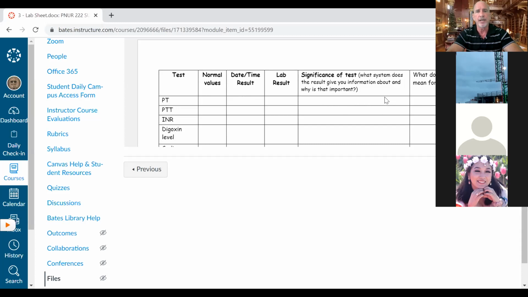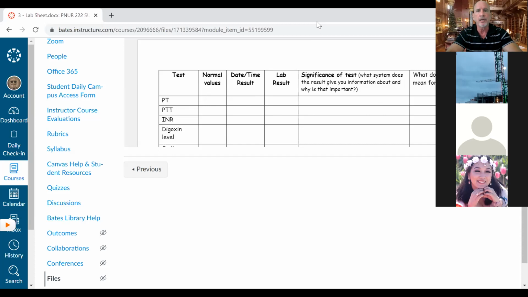Now, the significance of the test, what we're saying is, what is that test normally used for? And this will become clearer when I show you the example. Over here, what does this value mean for your patient? If your patient's value is in the normal range, you can simply say it indicates that there's nothing wrong with that patient's kidney or whatever the test is for. However, if the patient's lab value is higher than normal, you have to explain to me what that means for the patient. Why is that lab value higher? Why is that lab value lower? So that's what we're looking for here.